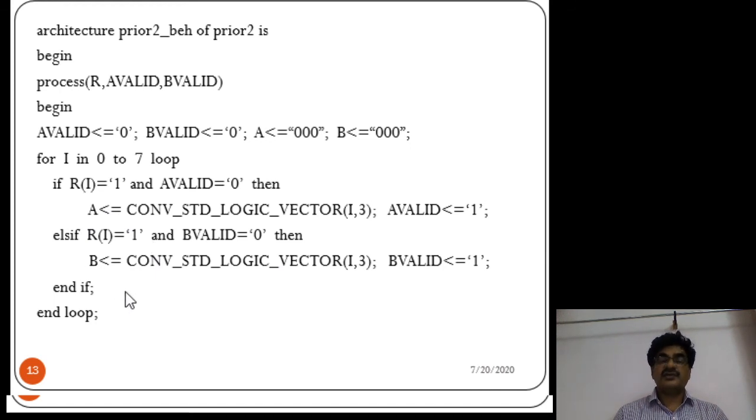Okay, so you go through it, and if you have any doubts, take clarification. Right. So end if, end loop, end process, end architecture name. This is the end.